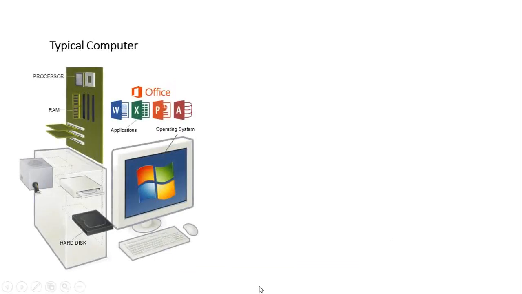So a typical computer would have a hard disk, a RAM, and then a processor. All the instructions are processed using RAM and stored on hard disk. I'm talking about an operating system, which is Windows, and it has applications. We are talking about the Microsoft suite of applications: a Word application, Excel application, PowerPoint application, Access. Based on the requirement, I can use any of those applications to store and process the data.